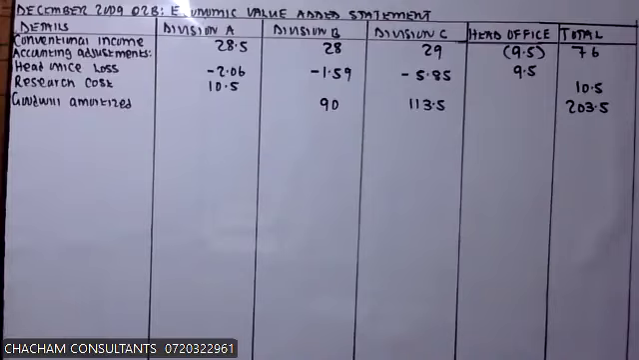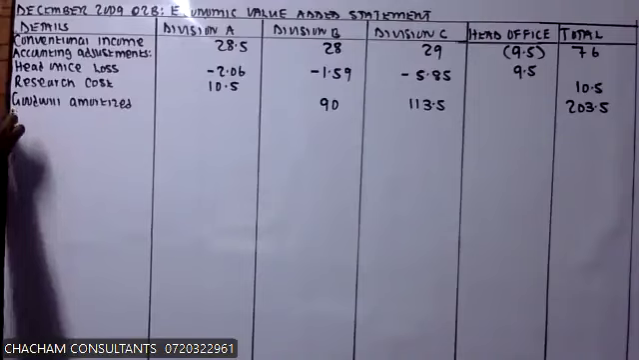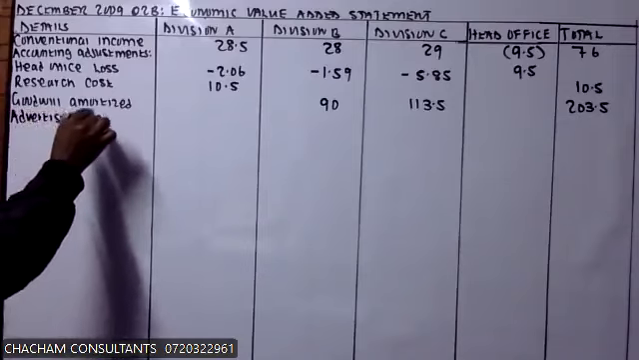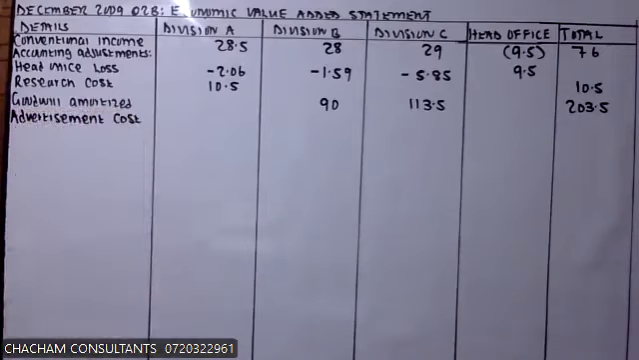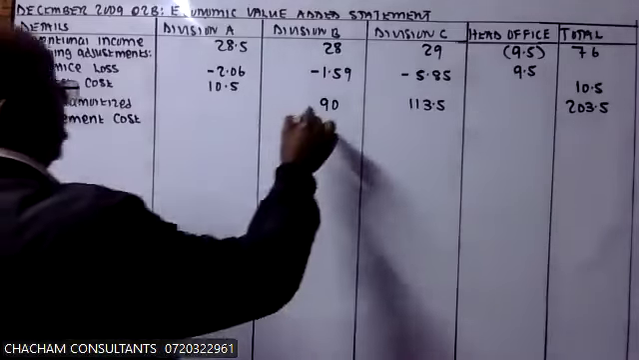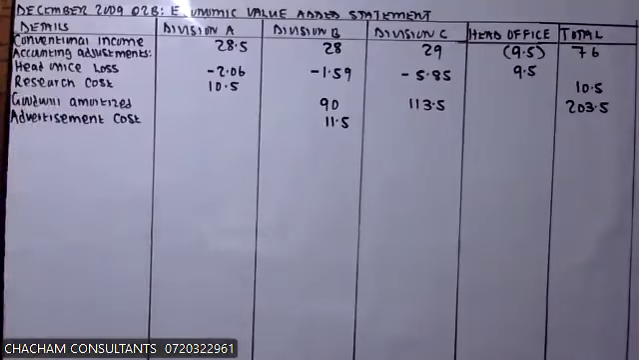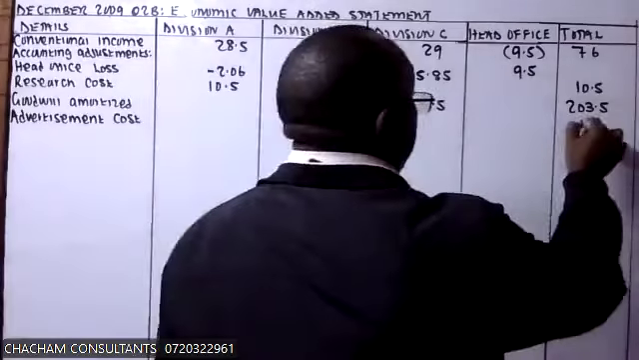Next is advertisement expenditure that was spent by B. So advertisement costs. That should also be added back, of 11.5, and it is in department B. So 11.5. We put the 11.5 here.